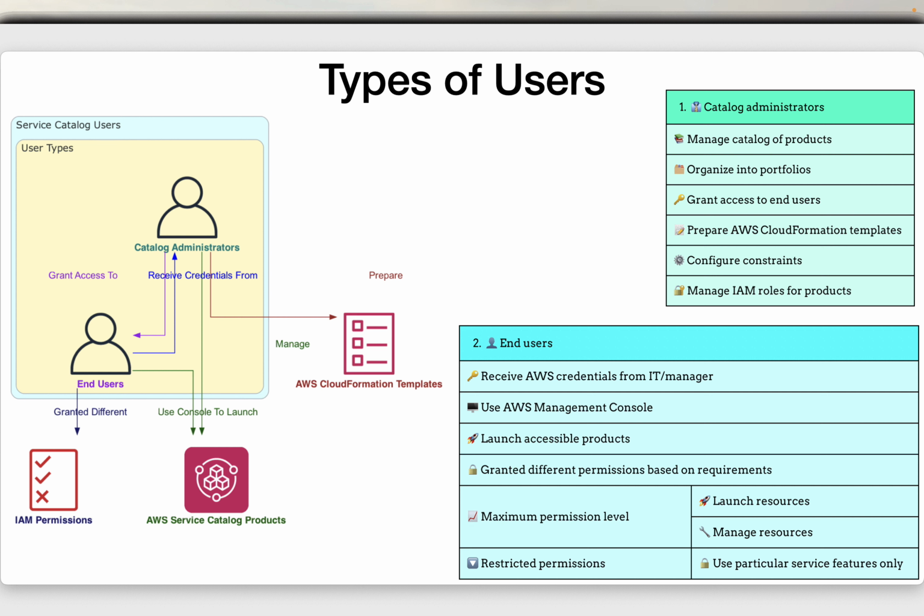Then you have end users who receive AWS credentials from their IT department or manager and use the AWS Management Console to launch products to which they have been granted access, sometimes referred to as simply users. End users may be granted different permissions depending on their operational requirements. For example, a user may have the maximum permission level to launch and manage all of the resources required by the products that they use, or only permission to use particular service features.